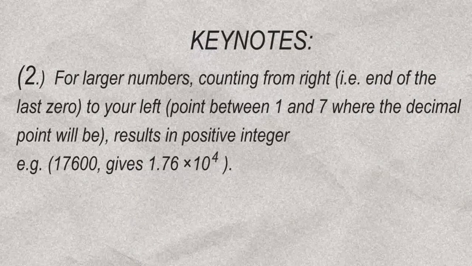Now if I want to get a significant number that will give me 17.6, all I need to do is to count from the 0 on my right hand side to the left hand side, and that will give me the first 0, the second 0, and then the third 0 between 7 and 6. That will give me 17.6, and if I count from my right hand side to my left hand side, I have 3 countings. So that will give me 17.6 times 10 raised to power 4.